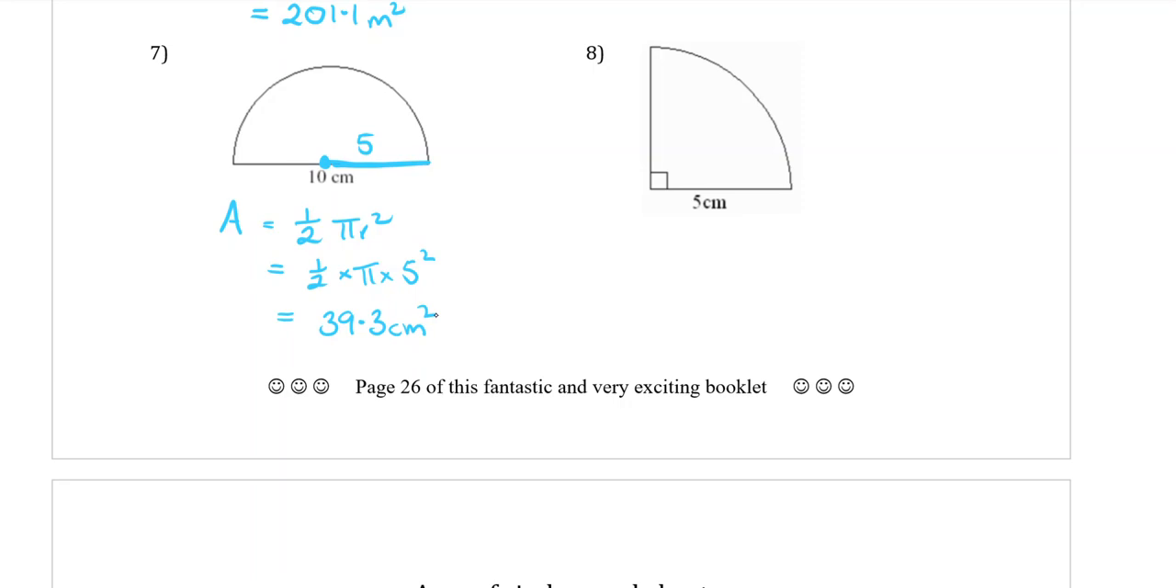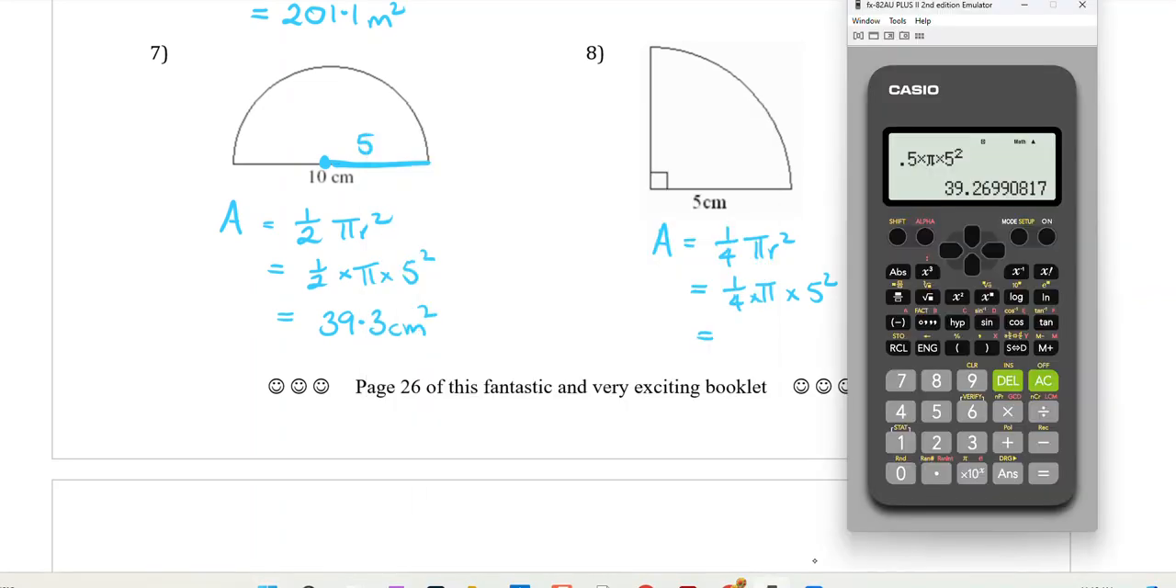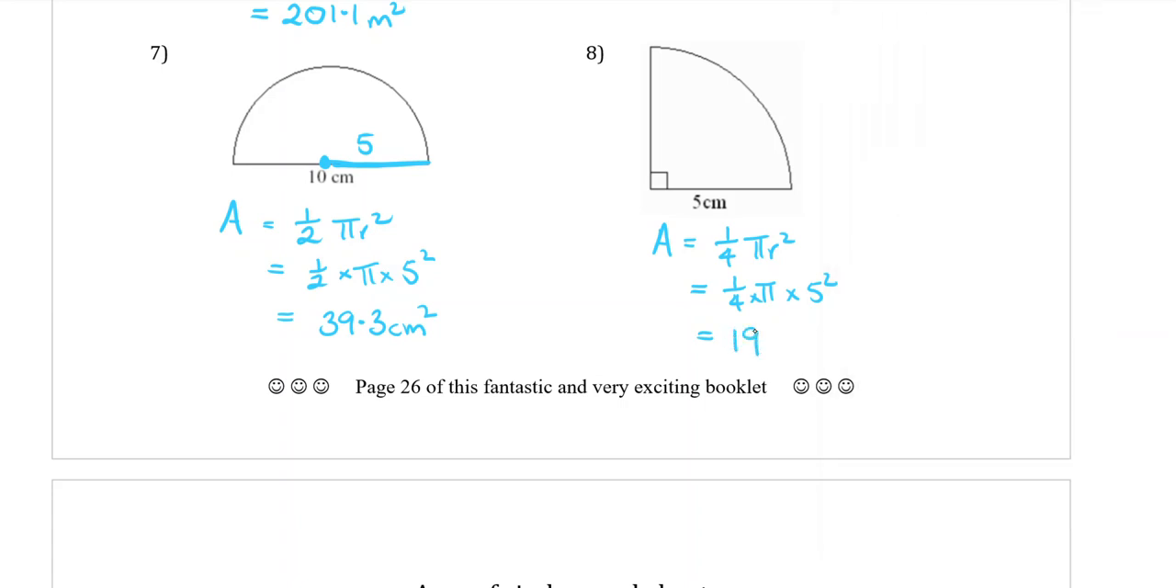And that means question 8, how much of a circle do I have there? A quarter of a circle. So it's going to be a quarter of pi r squared. And what's the radius? That's what you were telling me, yes. So quarter times pi times 5 squared. So really, all we're changing from the last one is this fraction out the front. It's going to be a quarter. So 19.6 centimeters squared.